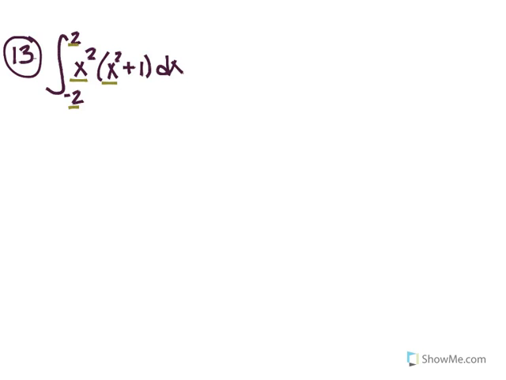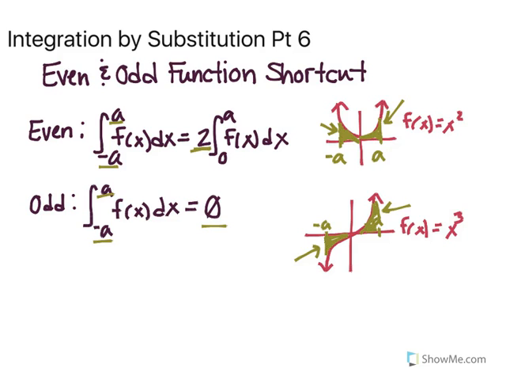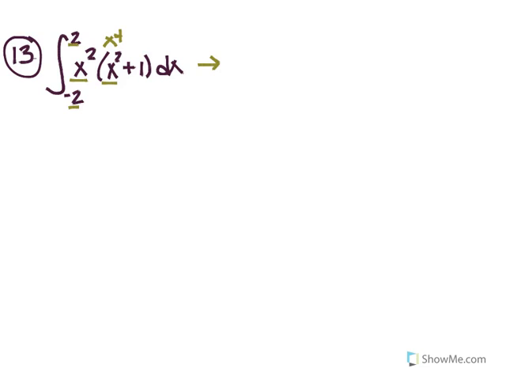x squared times x squared is going to give me an x to the 4th, which means it's an even function. So we're going to rewrite this. Remember our rule that if it's even, we double just the integral from 0 to our positive bound. So let's rewrite this as 2 times the integral from 0 to 2 of x squared times x squared plus 1 dx.